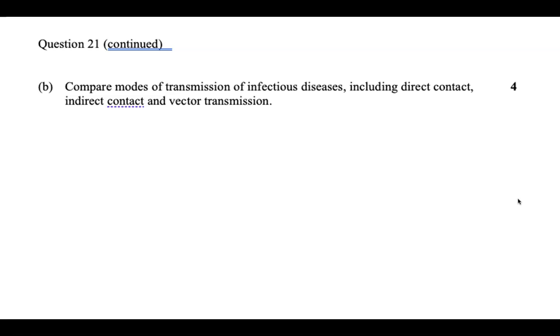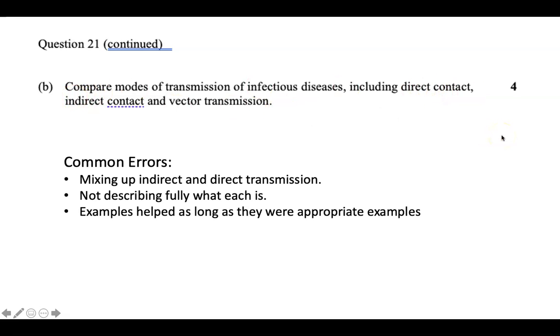All right, question 21b was worth 4 marks. Compare modes of transmission of infectious disease, including direct contact, indirect contact, and vector transmission. So in this question, you needed to talk about modes of transmission, but you also needed to specifically talk about direct contact, indirect contact, and vector transmission.